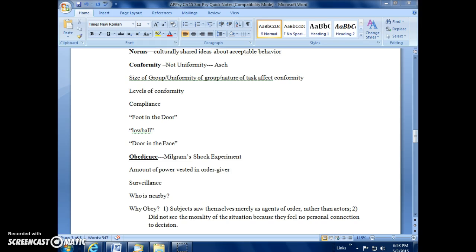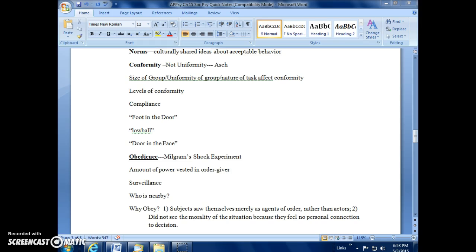The things that influence whether you're obedient or not include the amount of power that you personally vest in the person giving the orders. Surveillance. If you're not watched, you're less likely to obey, especially if the order is unethical. Who is nearby? Are your peers there? If responsibility can be shared, obedience is actually greater.